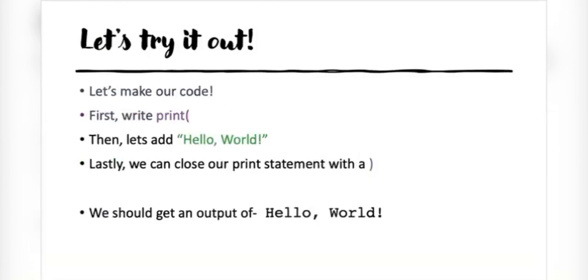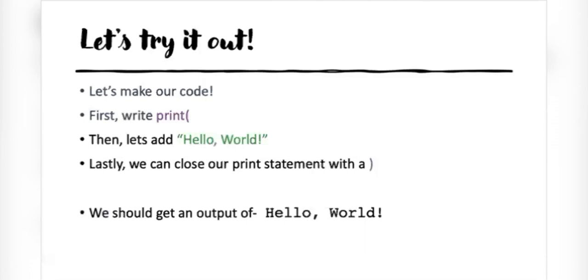So let's try it out. First, we're going to write a print statement. We're going to open our bracket. Then we're going to open our quotes and write the phrase, hello world. Lastly, we can close our print statement with the end parenthesis. When we run this code, we should get an output of hello world.